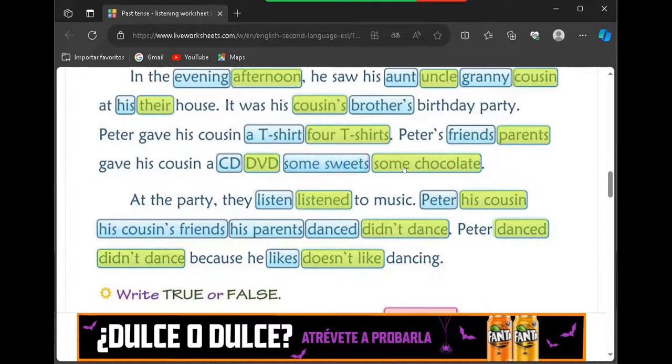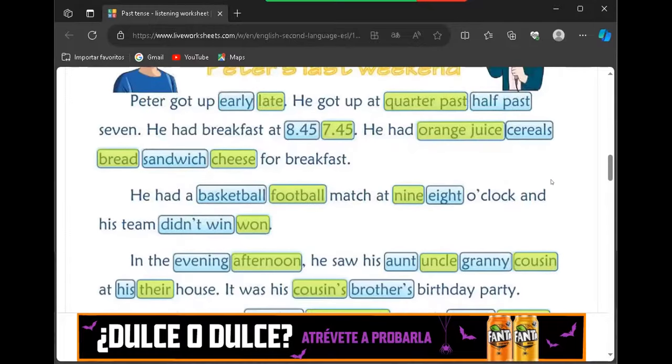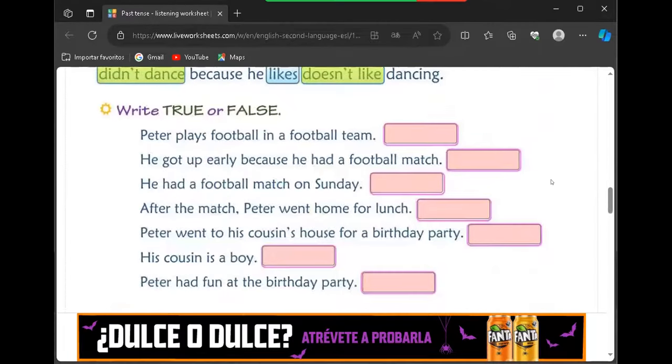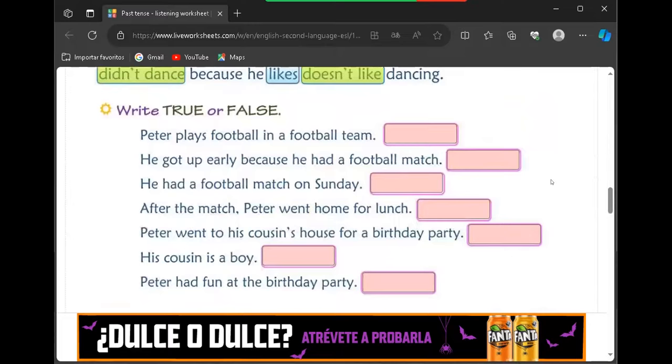He doesn't like. También es didn't dance. Didn't dance. Y aquí donde dice his cousin, ¿verdad que menciona como a los amigos o parientes? ¿O solo sería el his cousin y el did dance? Sí, solo his cousin didn't dance. Ah, pues este ya está, es el primero. De ahí va el de falso o verdadero. Los primeros todos yo los tengo como 8. Verdadero. Peter juega fútbol en equipo.